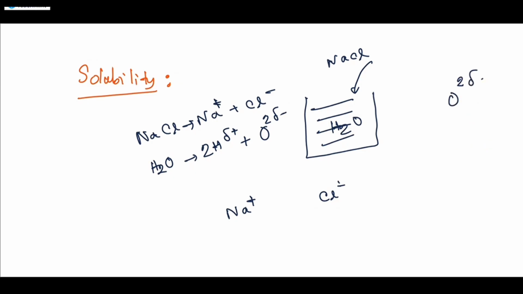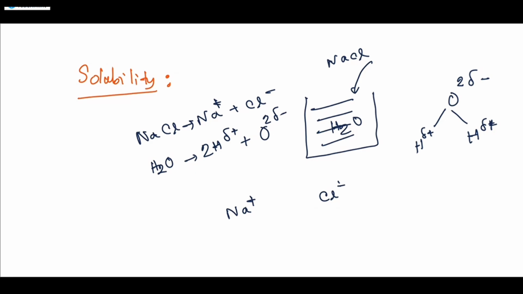Oxygen here is the negatively charged one, and hydrogen here is the positively charged one. We used here 2 delta plus and delta minus because hydrogen is slightly positively charged. If we see that it is partially charged, we will use the delta sign. And if it's completely positively charged, then we don't use the delta sign. So when water comes here, the negative part will face toward the sodium plus, and the positive part will face toward the chloride ion.